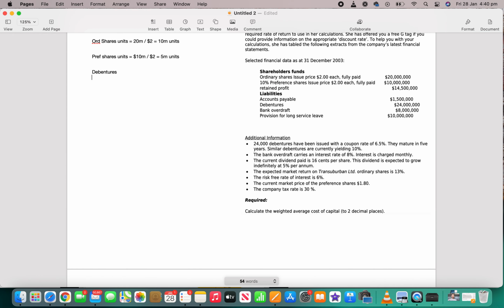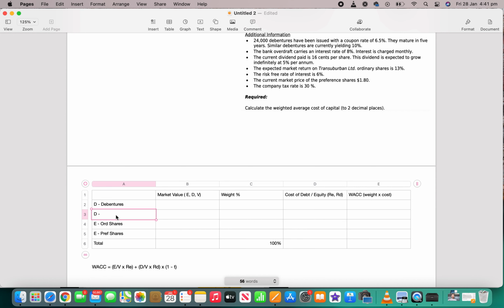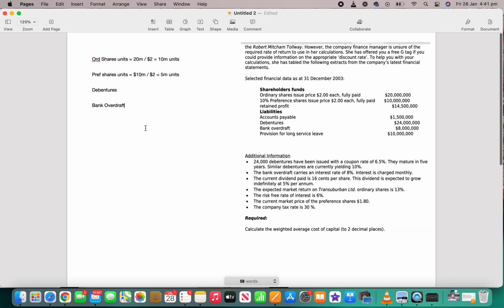Okay, bank overdraft, yep, that is long term. I'm just going to copy and paste so you can see how I'm pre-filling this here. All right, so debentures, 24 million, bank overdraft, 8 million, and then provision for long service leave. Is it something that we can use to build a project? No, we're not going to include that. Whilst it is long term, it's not included in the WACC calculation, so ignore that.